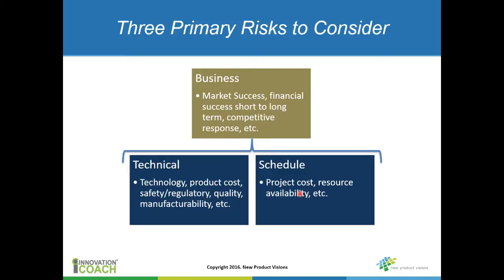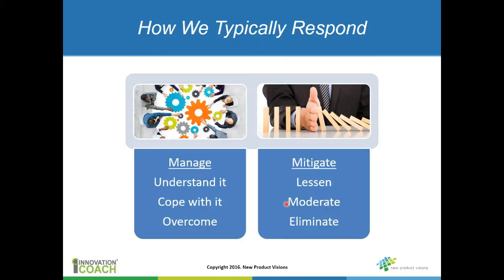So anyway, these are the three primary areas that we have to consider in new product development. And we respond to that risk in a couple different ways. We attempt to manage it, which is really about understanding the risk, coping with it, trying to overcome it. And then, secondly, we try to mitigate risk. We look at individual risk factors and try to lessen or moderate the risk for those, and in some cases try to eliminate it completely. So these are the ways that we typically respond.